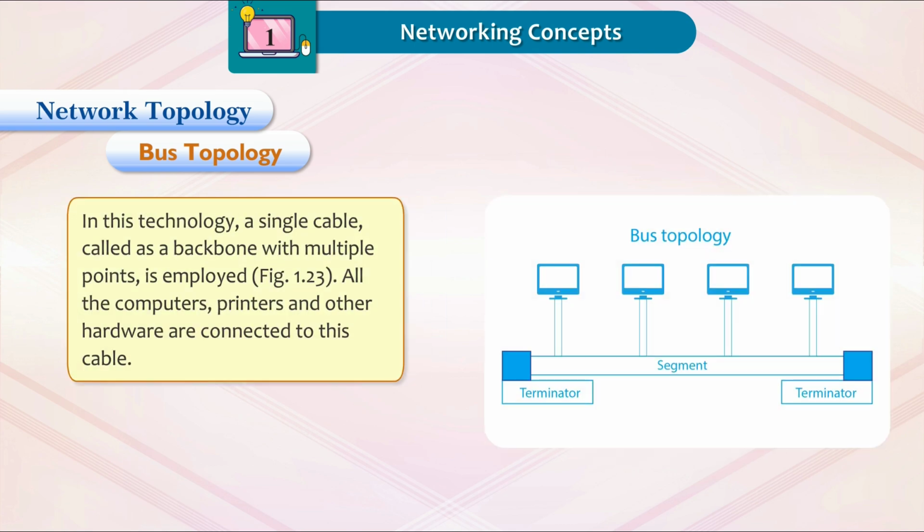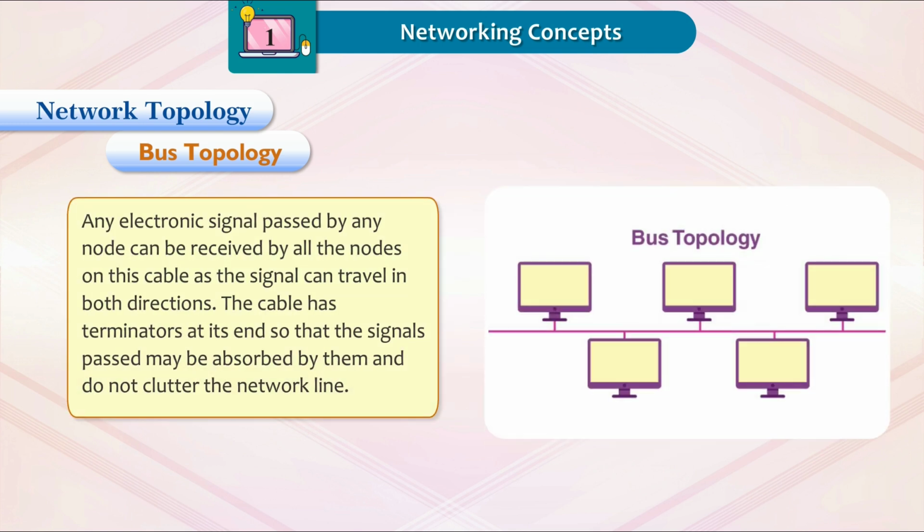Bus topology. In this technique, a single cable called a backbone with multiple points is employed. All the computers, printers, and other hardware are connected to this cable. Any electronic signal passed by any node can be received by all the nodes on this cable, as the signal can travel in both directions.